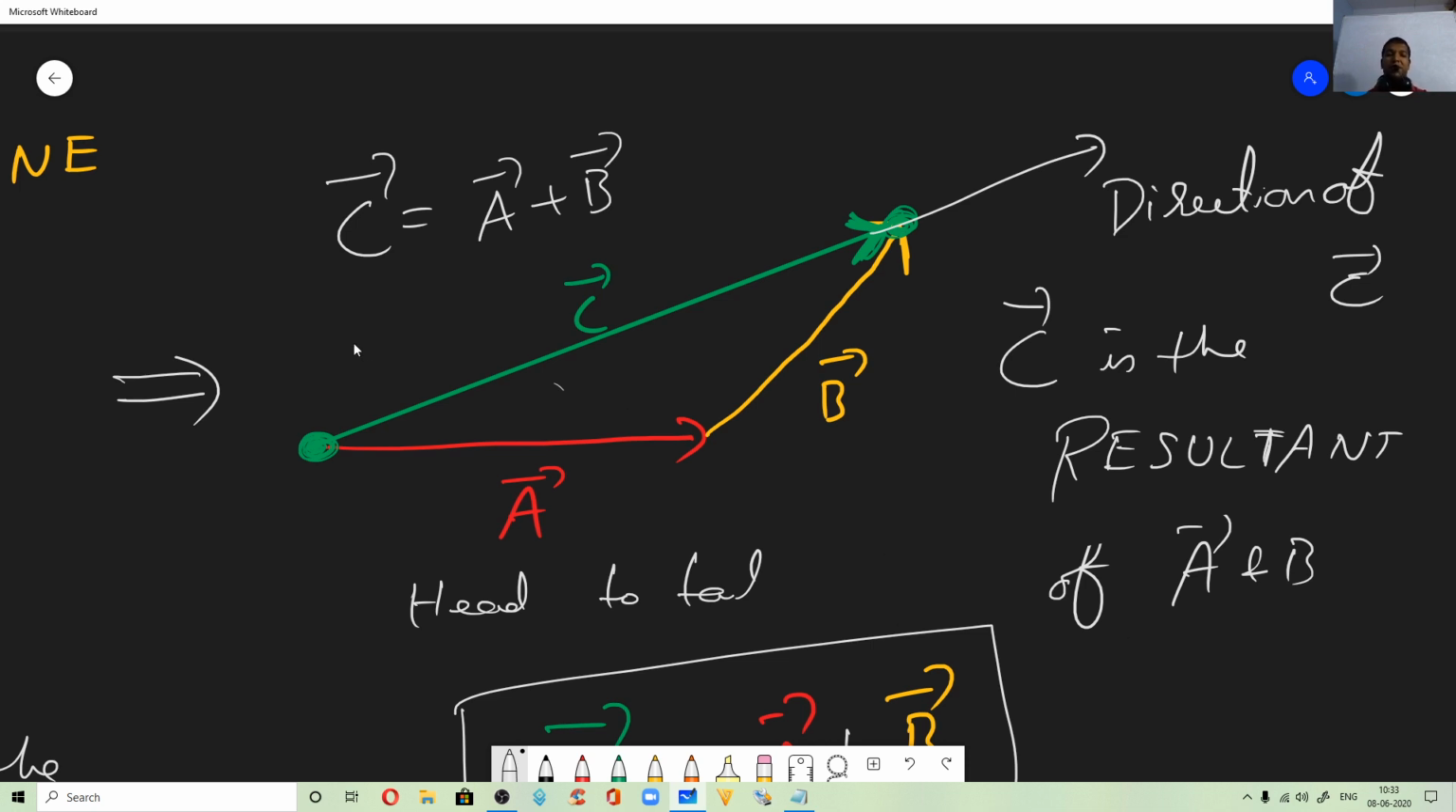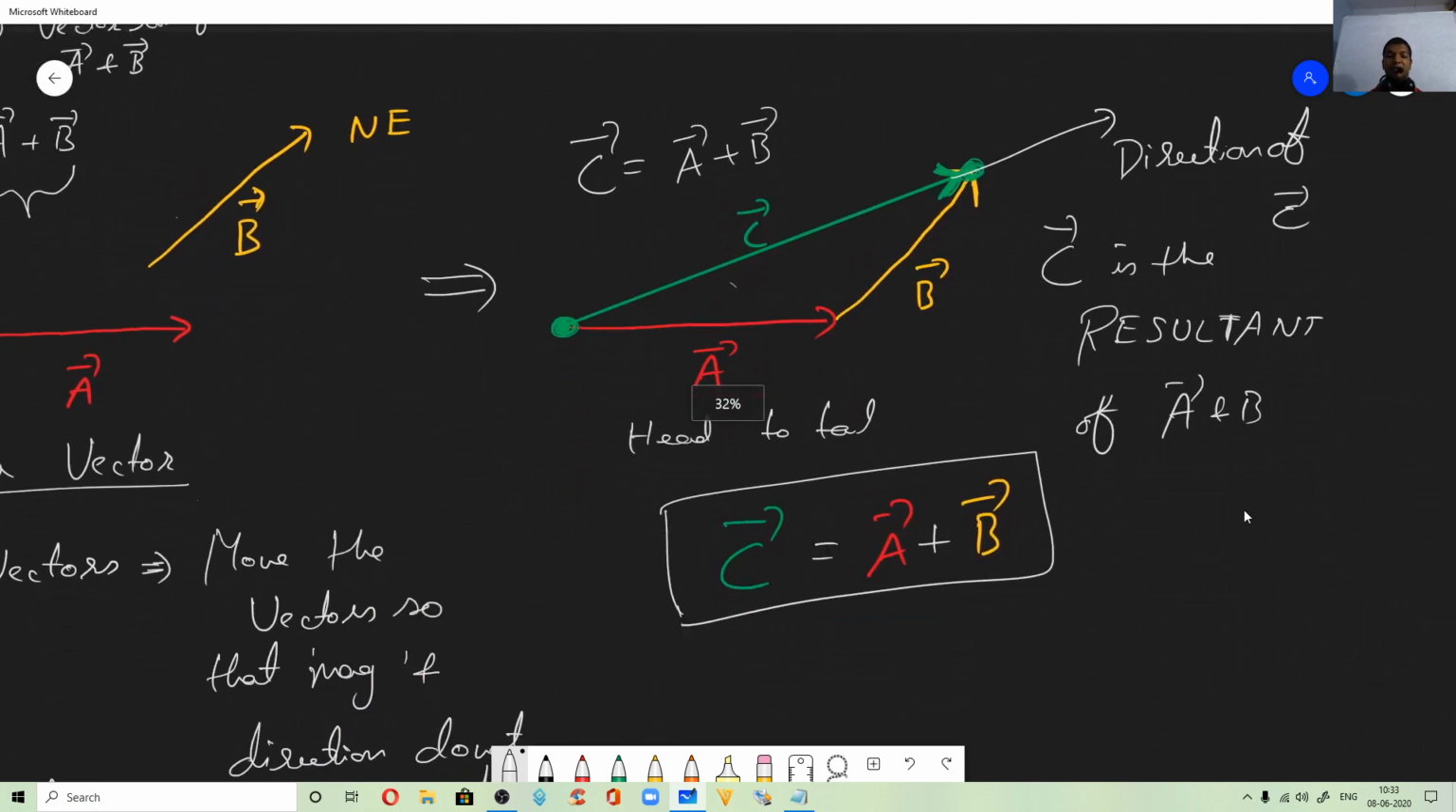Now if you can find the length of C, given the lengths of A and B, somehow using geometry and trigonometry, that will give you the magnitude. We will do that next. All right, now let us consider three vectors.